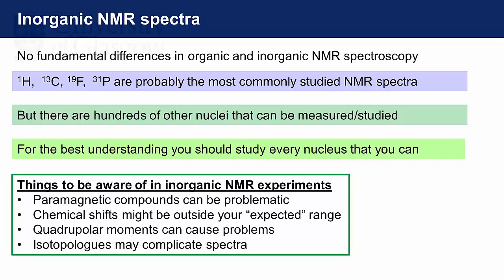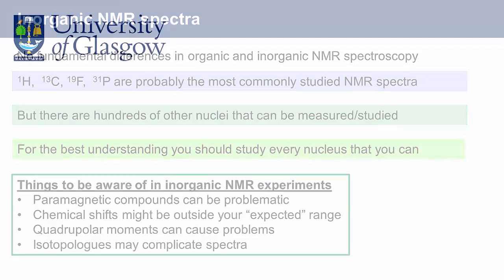Now, the last thing to note is that there are some elements that exist with a number of abundant NMR active nuclei, elements such as boron or tungsten or tin. Different isotopes give different spins and different spectra. And when we study a natural sample, the mixture of isotopes can greatly complicate the spectra.